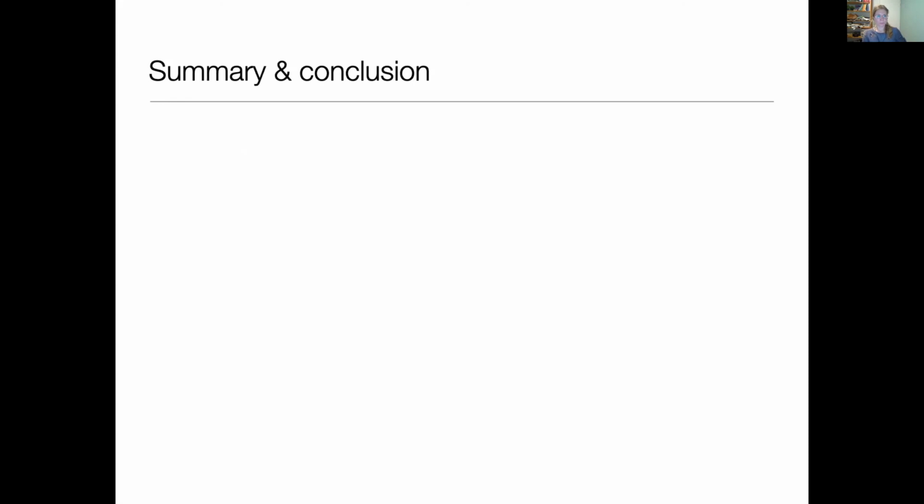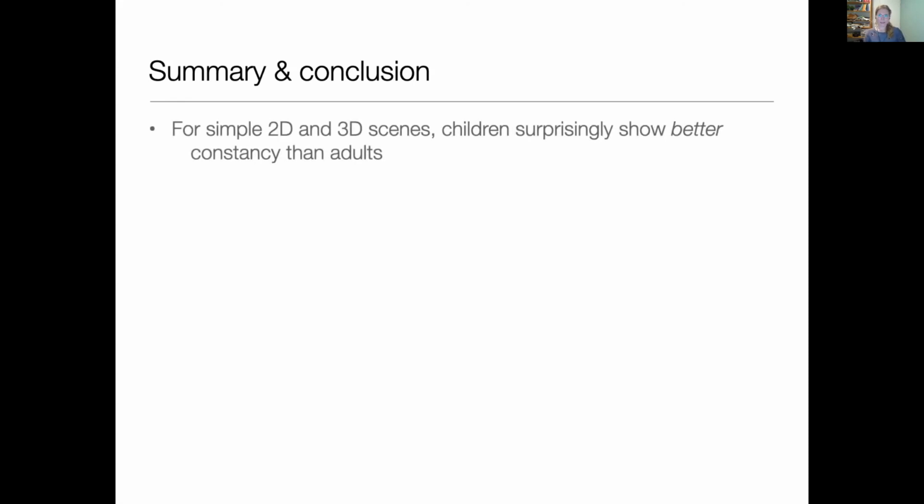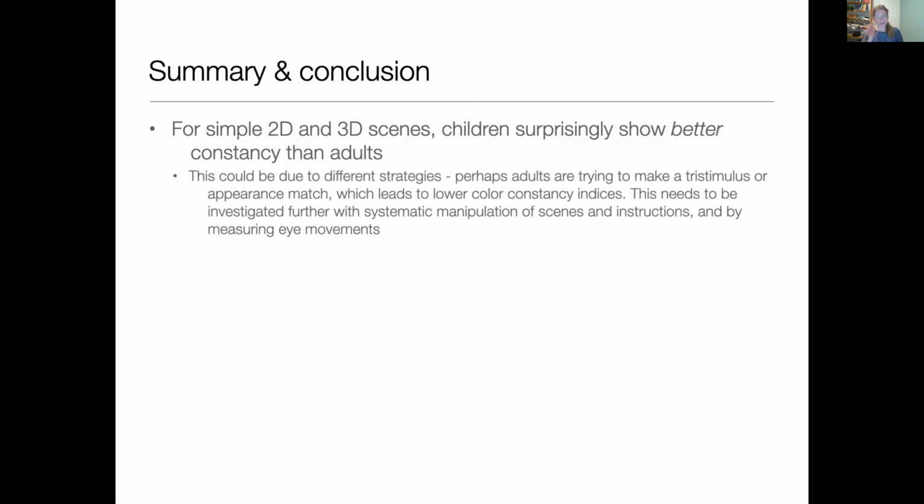So to summarize, we surprisingly found better constancy than for adults in simple 2D and 3D scenes. And of course, we were really surprised. We were not expecting this result. And we started to think that maybe this is due to different strategies. And maybe it's that children are genuinely trying to do a reflectance match, whereas adults, maybe because it's not an immersive scene and it's quite an artificial display, maybe they're actually trying to do a tri-stimulus match or appearance match. And that would lead to lower color constancy indices.